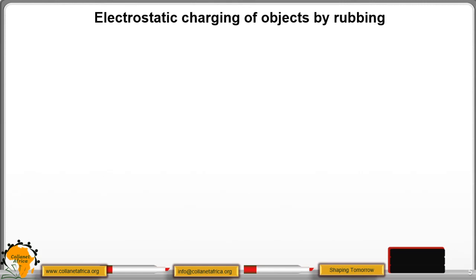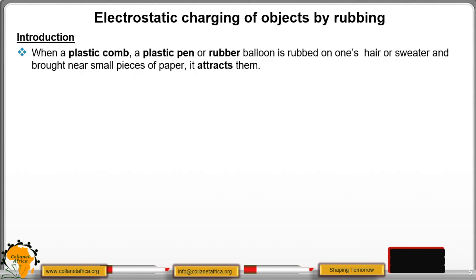Hello students, welcome to today's lesson where we are going to look at electrostatic charging of objects by rubbing. Here we are going to start with some experiment.